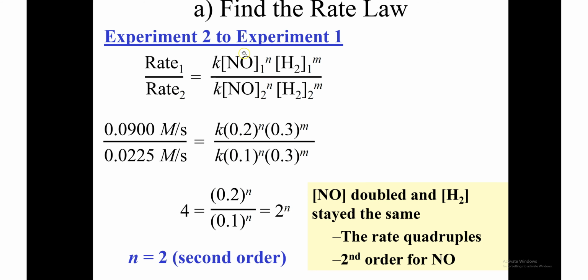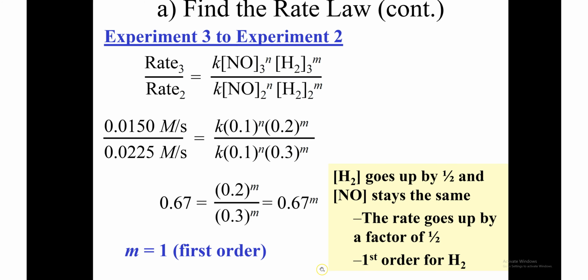So here's an example. We know that NO is what we're trying to find because H2 is what we're keeping constant. You always want to keep one reactant constant so that it doesn't affect the rate, so that I can see the rate order. Because in reaction 1 and reaction 2, H2 is 0.3, we can cancel this number out. We know the k's cancel, and that leaves us with 0.2^n over 0.1^n, which gives us 2^n equals 4. The answer here is second order, because n will be 2.